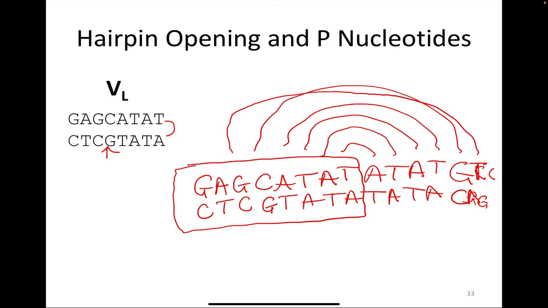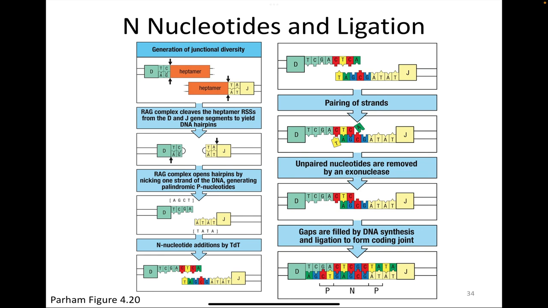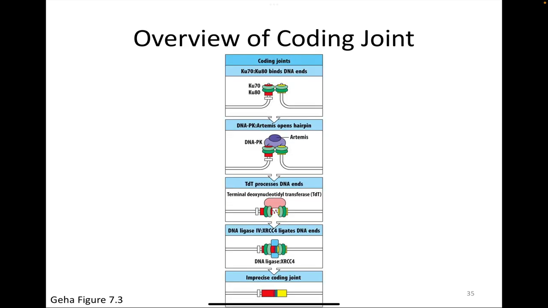If you're going through nucleotides and you go P, P, P, P, and you find one that's not a P, you can't then add more P's afterwards. That's because N nucleotides get added after the hairpin's already open. So we add P nucleotides, then we add N. Then when we're done, we can finally ligate this whole business together. And so with the coding joint, we are going to get these hairpin ends. We're going to need Artemis to open the ends. We're going to have TdT come in, and then we'll ligate together. And that may add or subtract base pairs to give us our junctional diversity.